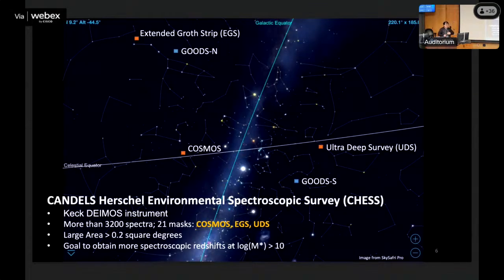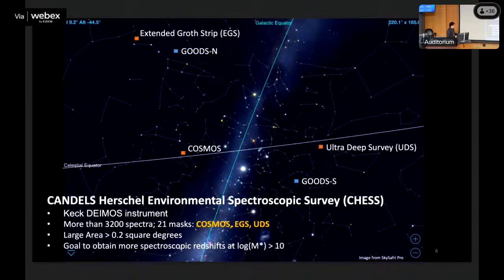So that's why I introduce to you the CANDELS Herschel Environmental Spectroscopic Survey, or the CHESS survey. In this survey, I used the Keck DEIMOS instrument to obtain additional spectroscopic redshifts of galaxies in the 5 CANDELS fields: COSMOS, UDS, EGS, GOODS-North and GOODS-South. For the CHESS survey, we use only COSMOS, EGS, and UDS because for GOODS-North and GOODS-South we already have a lot of spectroscopy. So we want to focus on the fields that have less spectroscopy.